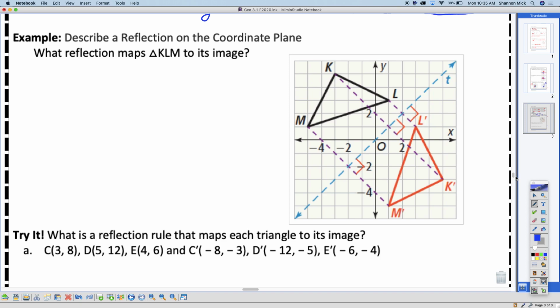It reflected. Moved and reflected. It reflected. Okay, the screen is not nice and pretty. It reflected. What did it reflect across? It didn't reflect across the X or Y axis, did it?